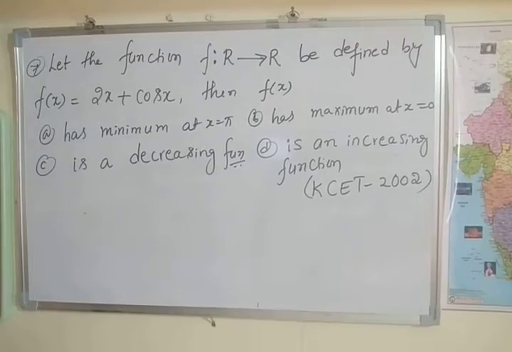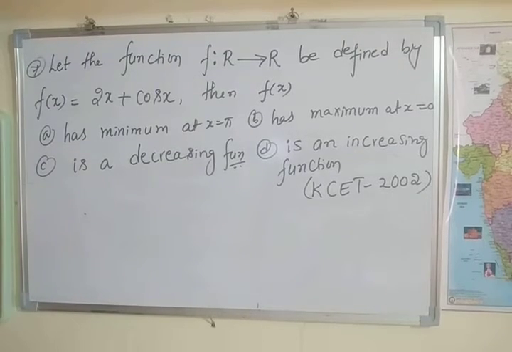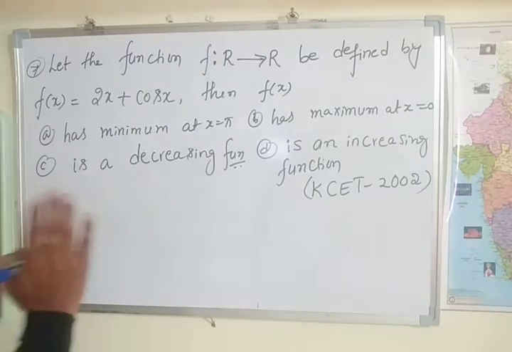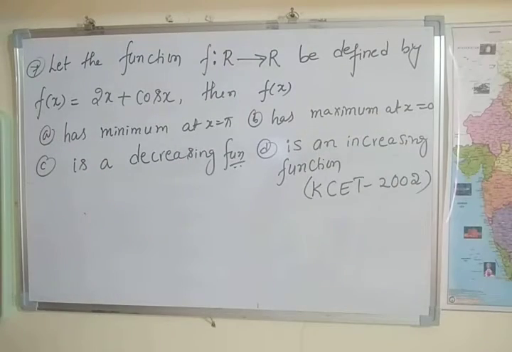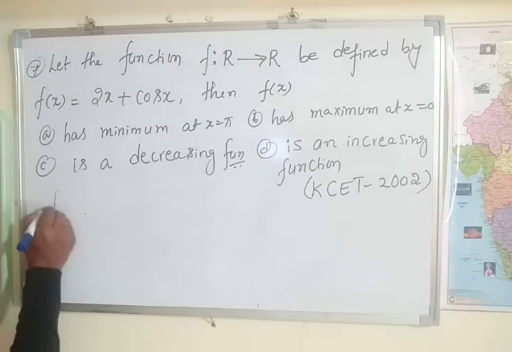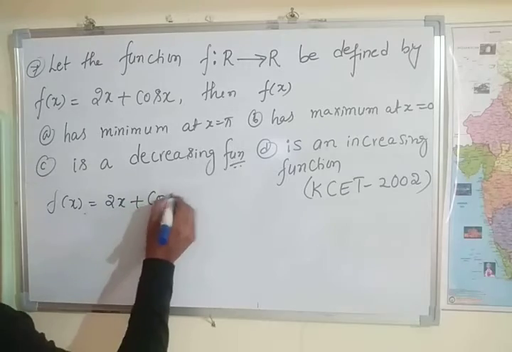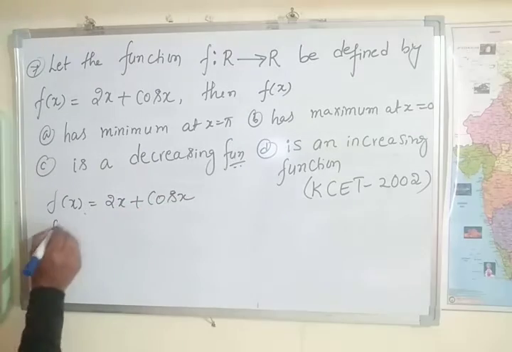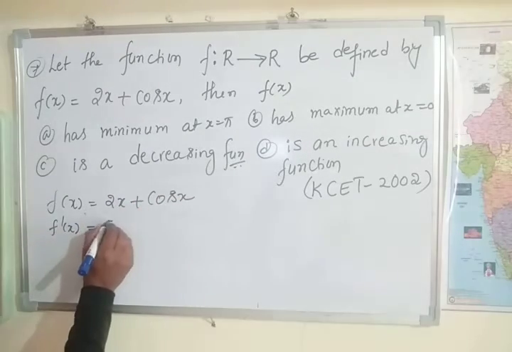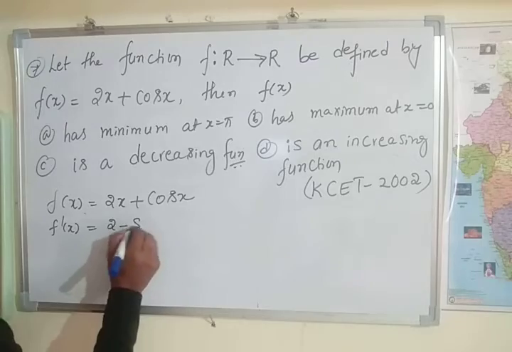So next example. Let the function f from R to R be defined by f of x equals 2x plus cos x. Then f of x has minimum at x equals pi, maximum at x equals 0, is a decreasing function, is an increasing function. Now here we have the function f of x equals 2x plus cos x. Then the derivative, f dash of x, is equal to 2, and the derivative of cos x is minus sin x.